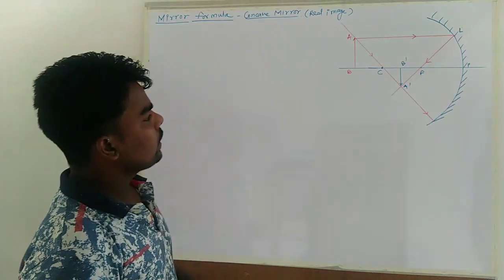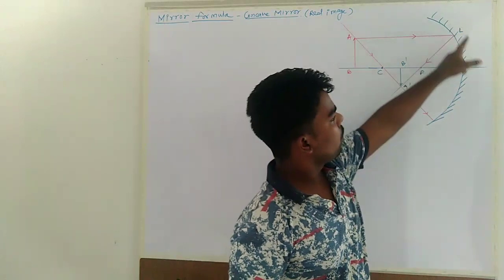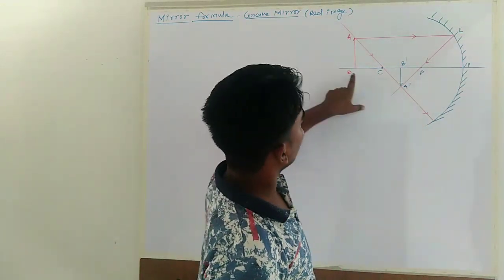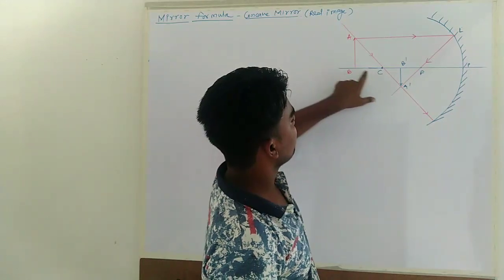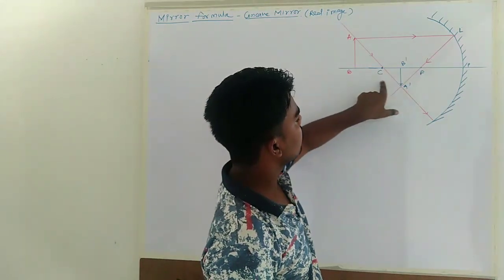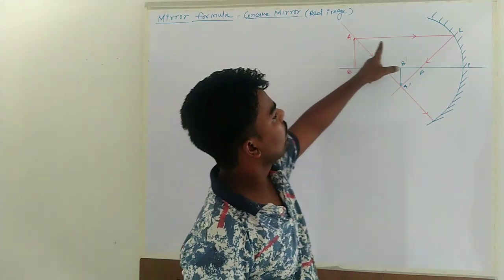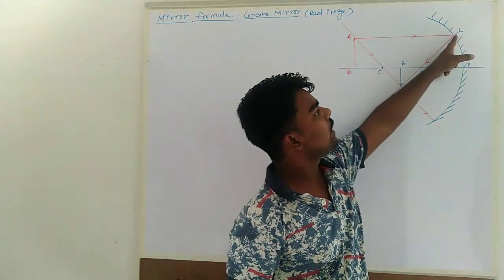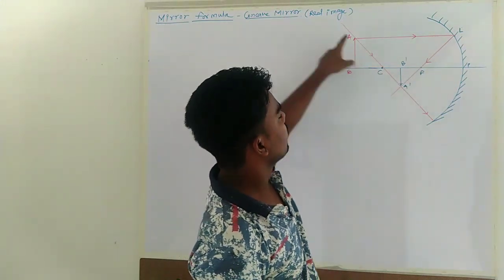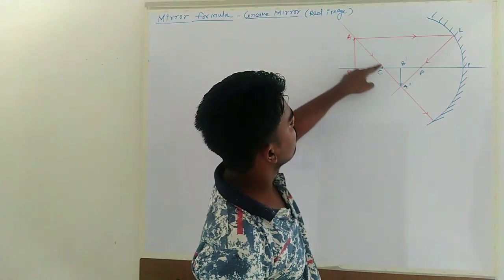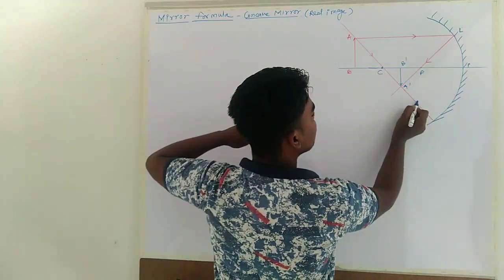For starting that derivation, there is a concave mirror, and for that concave mirror, this object AB is placed behind C, and its image is forming between C and F. We have taken two light rays. One light ray is going directly parallel to the principal axis, and after reflection it is reflecting back, passing through the focus. Second, the light ray is going through the center of curvature, and it is reflecting back along the same path.